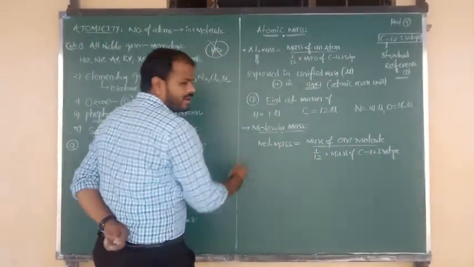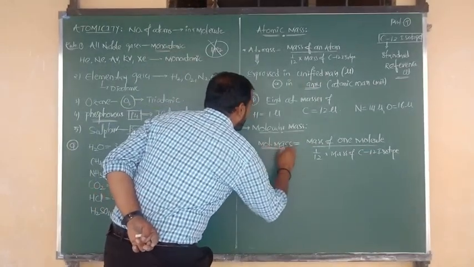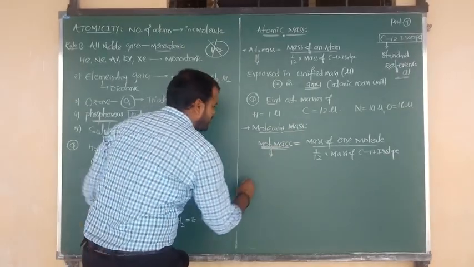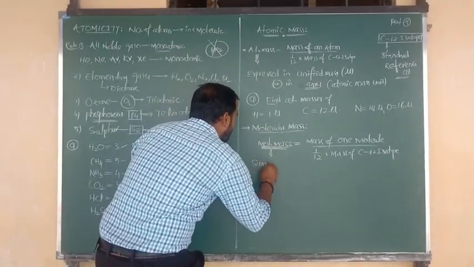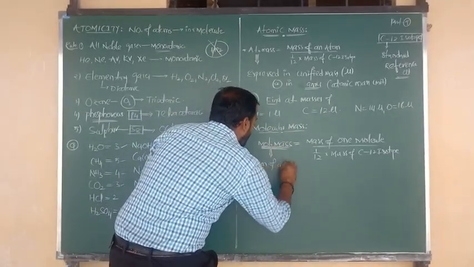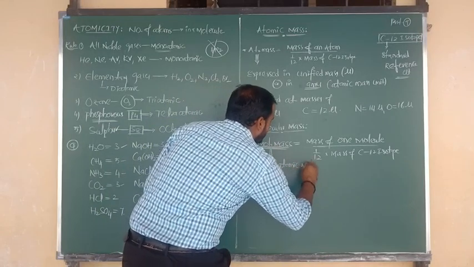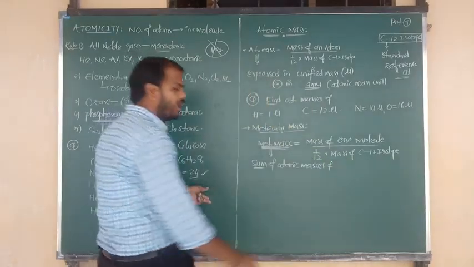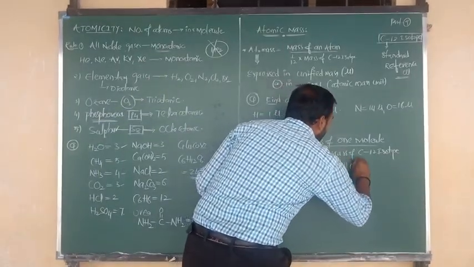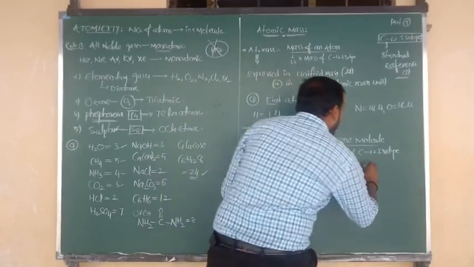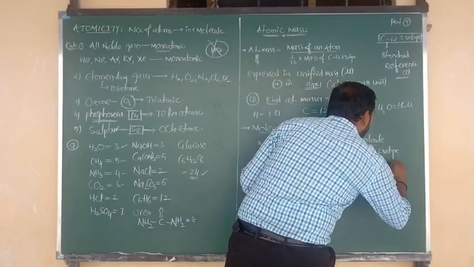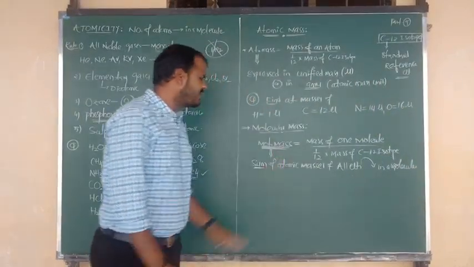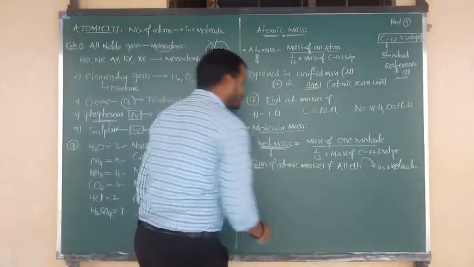So to calculate the molecular masses, listen carefully. What is meant by molecular mass? In one sentence, molecular mass is nothing but the sum of atomic masses of all elements which are present in a molecule. That is known as molecular mass. I am going to show you one example.